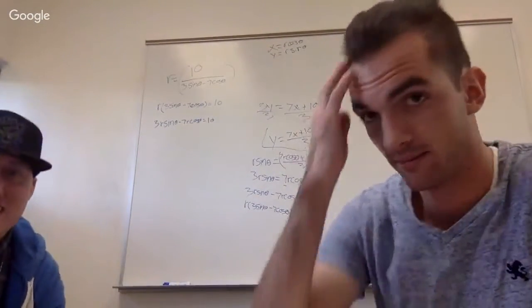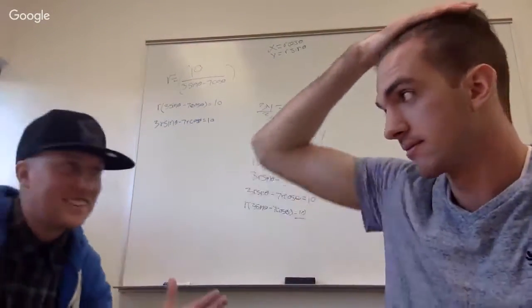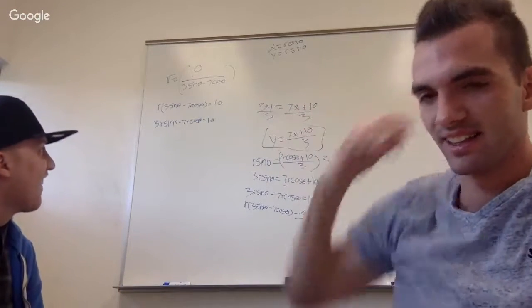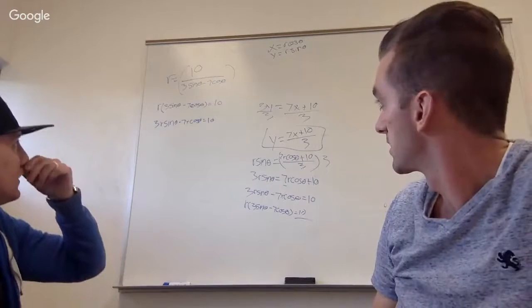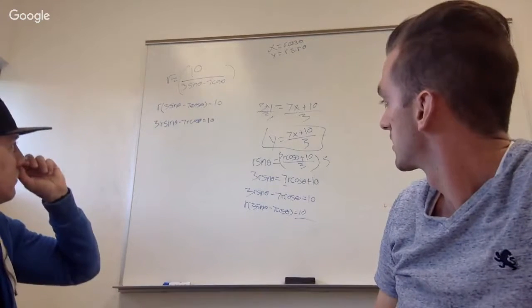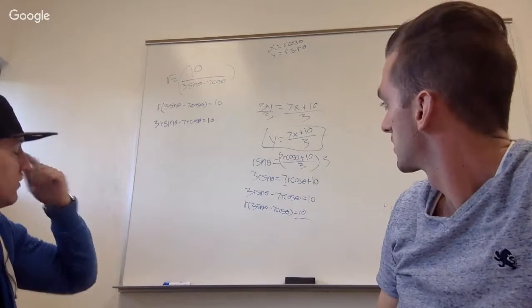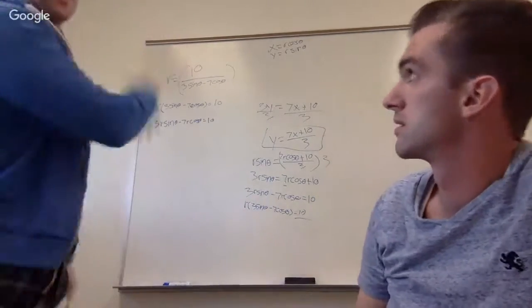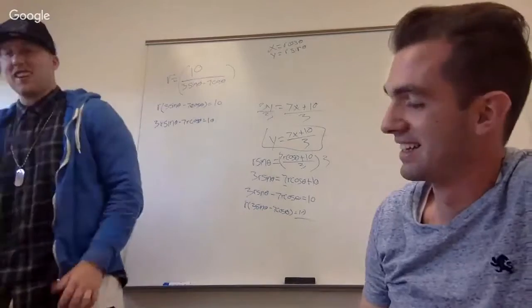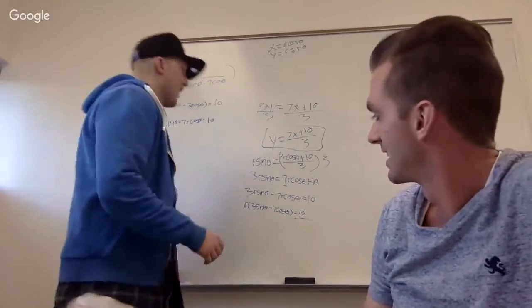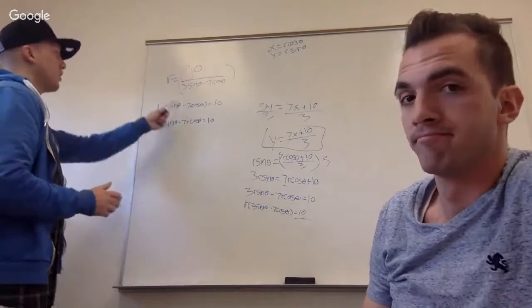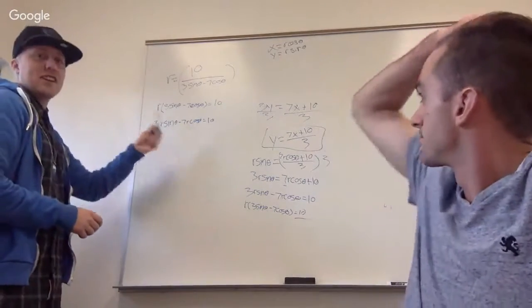So did you follow any of that I just said? So I followed down to where we got 3r sine theta minus 7r cosine theta equals 10. Okay, so me and David just skipped all of our equation steps. If you understand the equations, you don't have to go through all these steps to find it. Okay, what did you guys do?